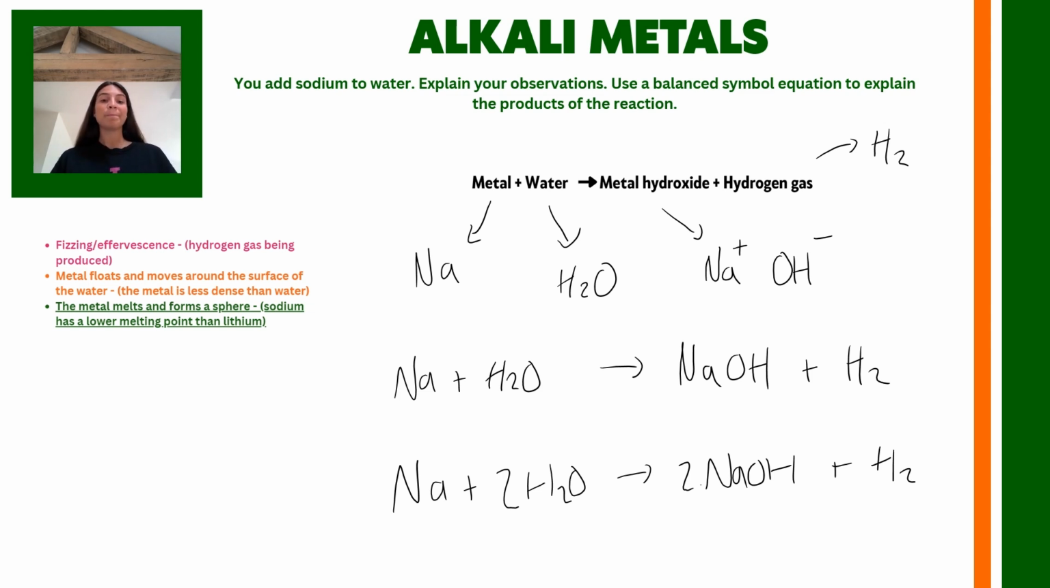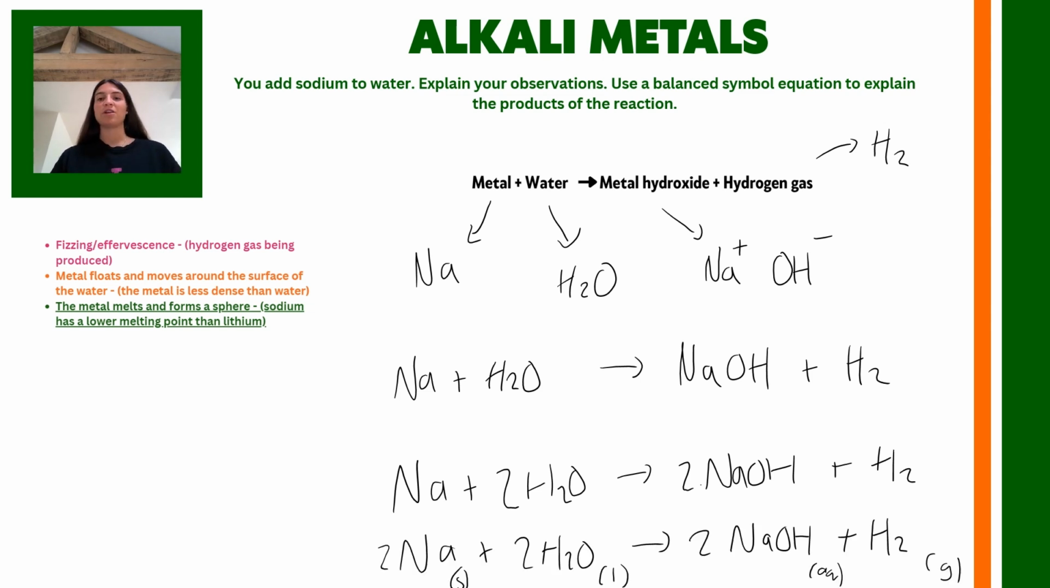So those are now balanced, but what I've done by putting that 2 in front of my sodium hydroxide on my right-hand side is I have added 2 sodiums to my right-hand side, and I only have 1 sodium on my left-hand side. So I need to put a 2 in front of that sodium as well. Now, let's add the state symbols. My sodium is a solid that I add to my liquid water, and then I get aqueous sodium hydroxide, and my hydrogen gas is obviously a gas, so putting in the state symbols there as well.